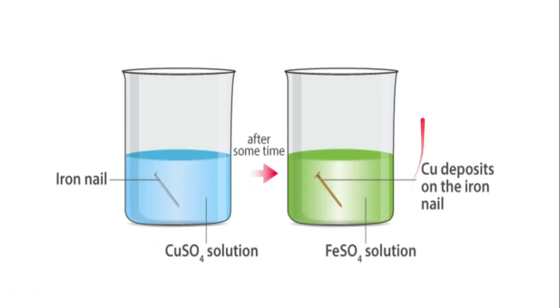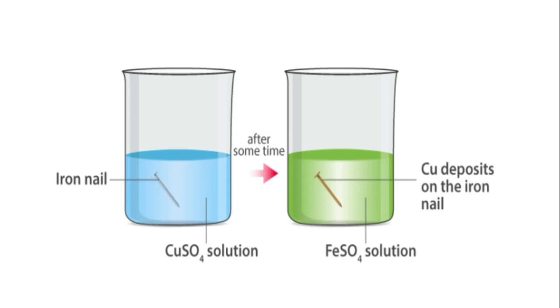We can get this solution. You can see the color of the solution has changed. It is green in color. And we can also observe that there is something on the iron nail, which is Cu. It means copper deposits on the iron nail, and the solution becomes ferrous sulfate, the FeSO4 solution. So here is the activity. Now we will understand what we have learned from this activity.